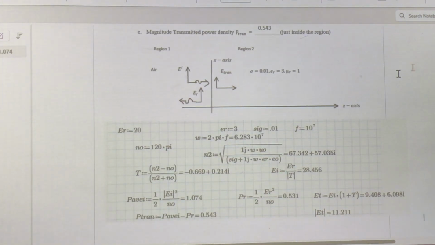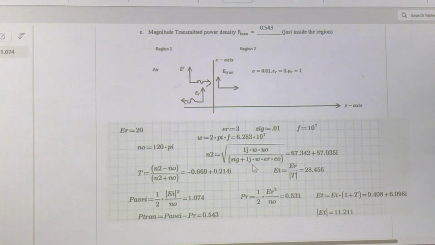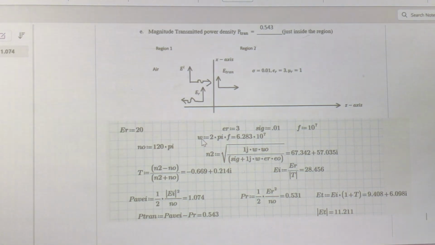So eta 2, or eta in the region things going to, is j omega mu naught, mu relative is 1. Omega is just 2 pi f, and it's divided by sigma, which is 0.01, plus j omega epsilon relative epsilon naught. I'll make one comment. What I do always, and if I had a calculator I'd do this, I would create an omega variable so I don't have to keep on punching 2 pi. The more keystrokes you use, the more likely you're making a mistake. So I get eta 2.